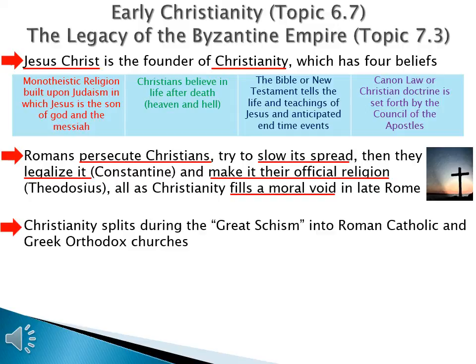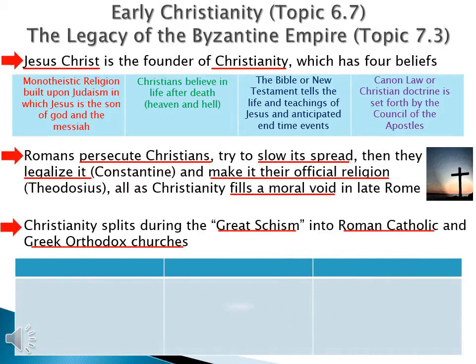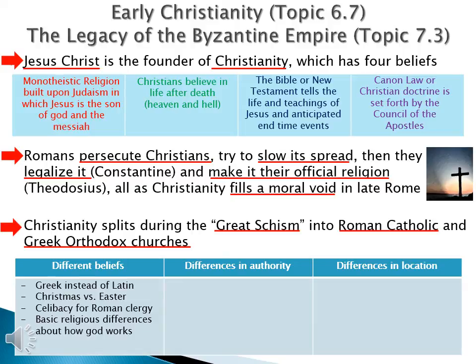Finally, Christianity splits during the Great Schism into the Roman Catholic and Greek Orthodox churches. We have different beliefs, differences in authority, and differences in location. In different beliefs, we have Greek instead of Latin. We have Christmas versus Easter. We have celibacy for Roman clergy, and then we have basic religious differences about how God works.